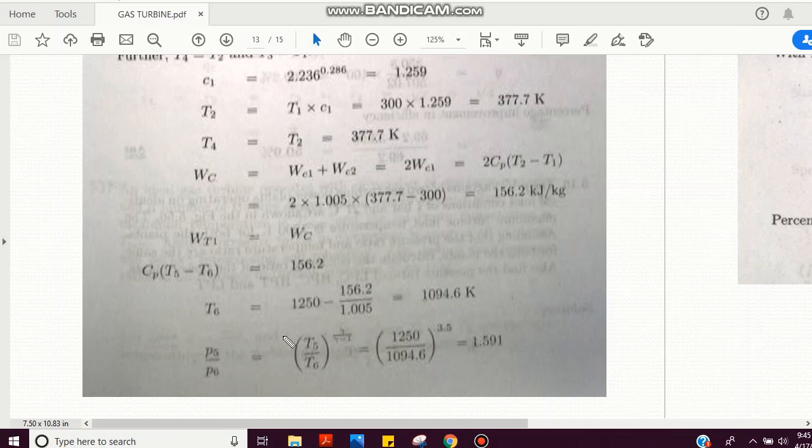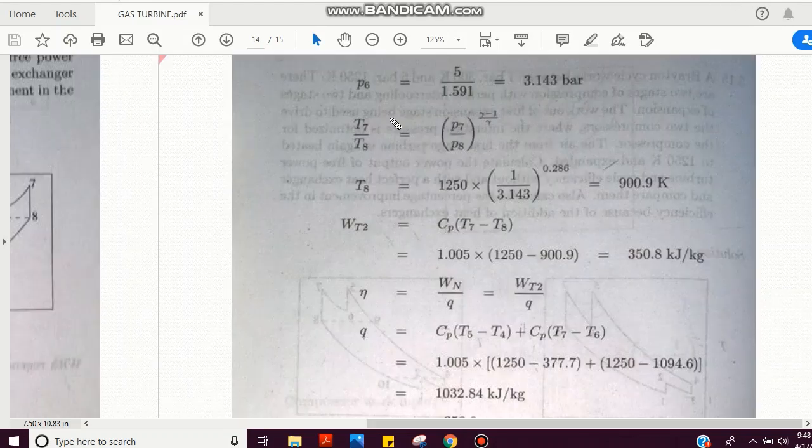Now the pressure ratio, that is P5 by P6, equals T5 by T6 to the power gamma by gamma minus 1. T5 value is 1250 and T6 value is 1094.6, and gamma by gamma minus 1 value is 3.5. So that becomes 1.591.